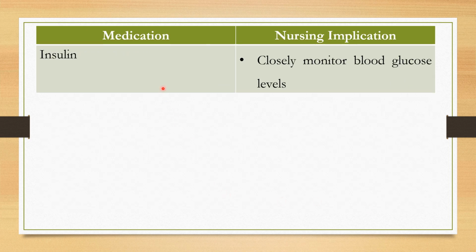Next group is insulin. The nursing implication for a patient receiving insulin is to closely monitor blood glucose level. It is essential to monitor the glucose level so that treatment can be quickly administered with abnormal glucose levels.